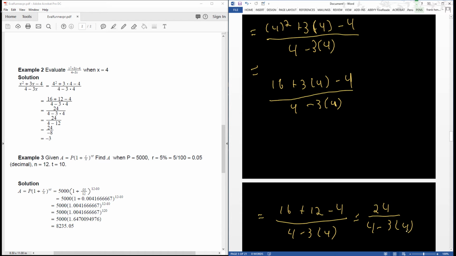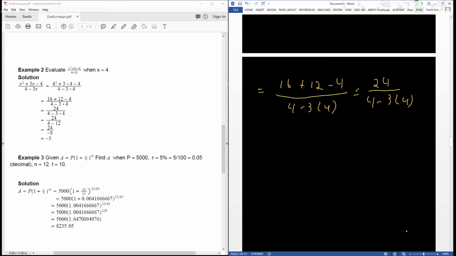We simplify that bottom part down. We have multiplication. So I have 24 over 4 minus 12. So I have 24 over 4 minus 12, which is going to be negative 8. Final answer is negative 3.